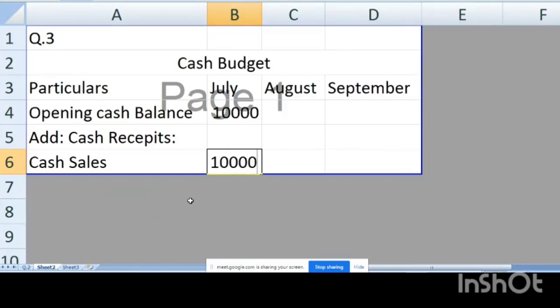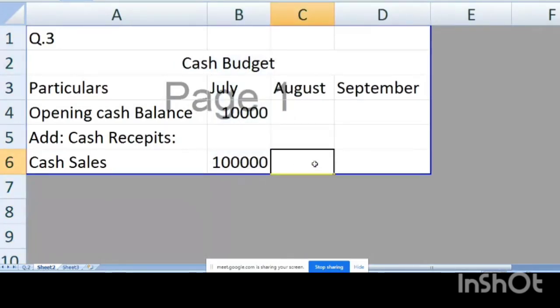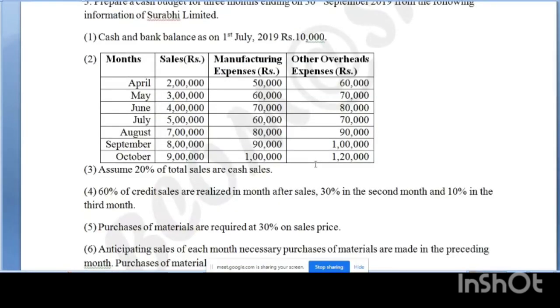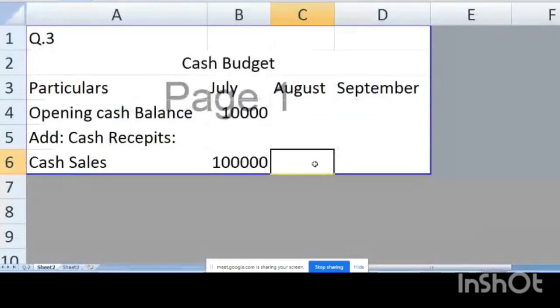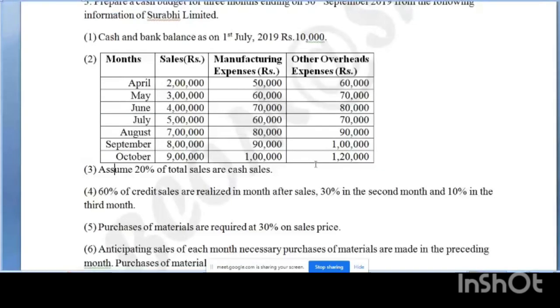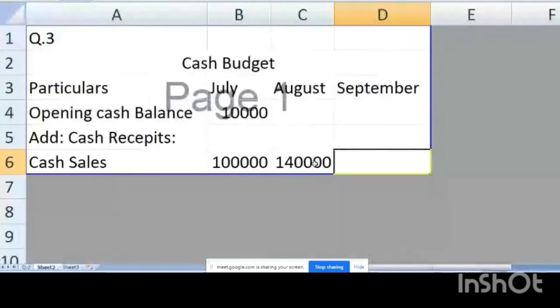You must keep your calculator, your notebook, your pen, and all that in your hand, and write it down simultaneously. And what is the next month sales? That is 7 lakhs. So what is 20% of 7 lakh? 1 lakh 40,000. What is the next month sales? That is 8 lakh, and 20% of 8 lakh is 1 lakh 60,000.